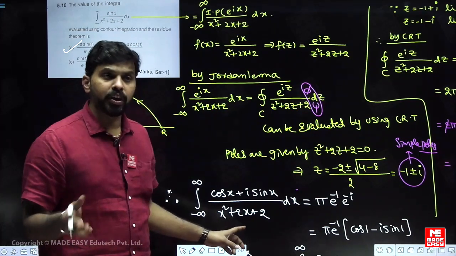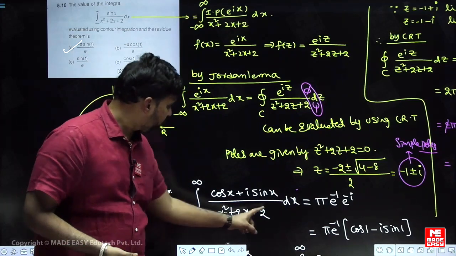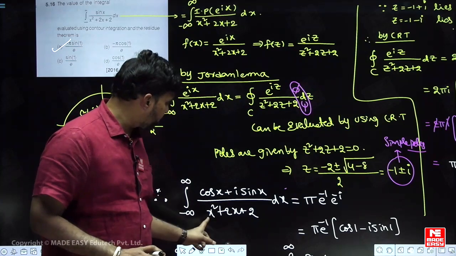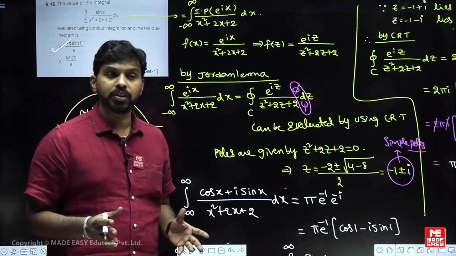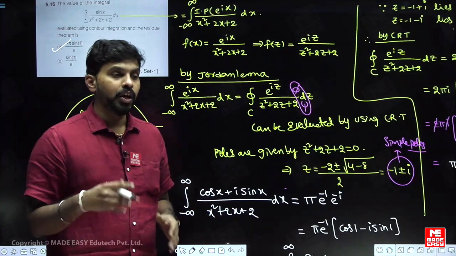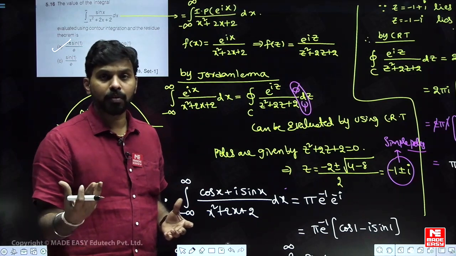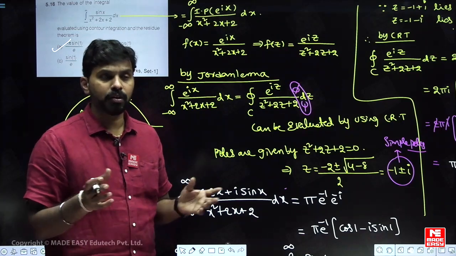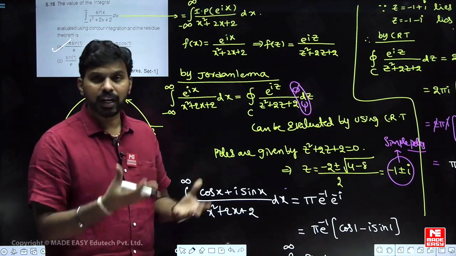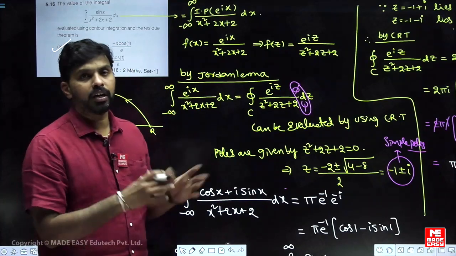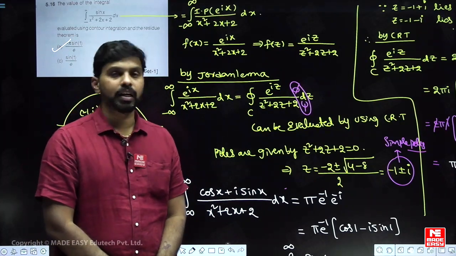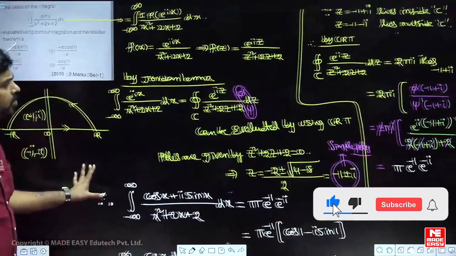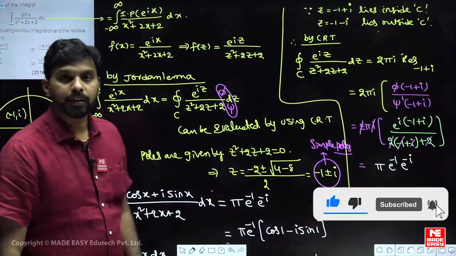If any question comes from this side, only the denominator will change, that's it. If the denominator function changes, only the poles will change. If you can find the poles, multiply by 2 pi i and find the residues, 2 pi into the residues will give you that integral value. So directly we can equate the real and imaginary parts and get the answer. So this is a very interesting question. Okay, right. Thank you.